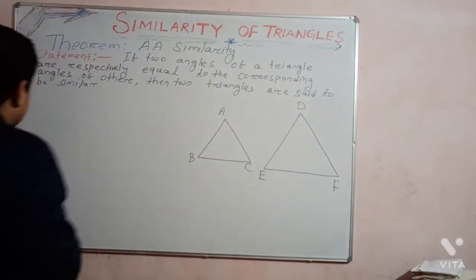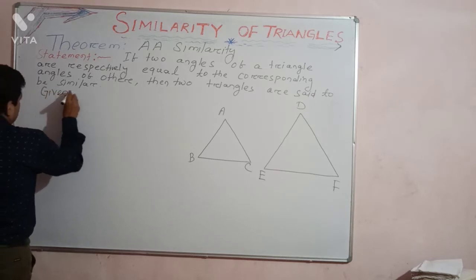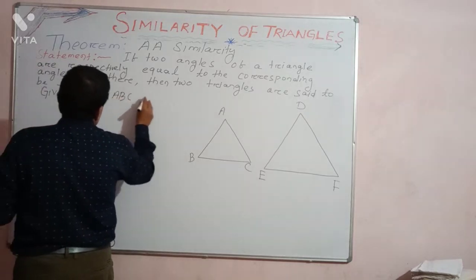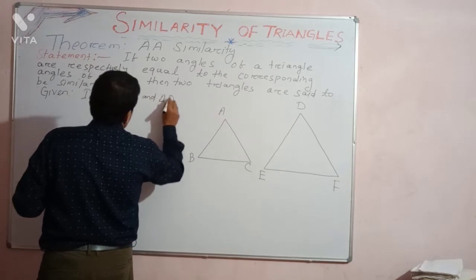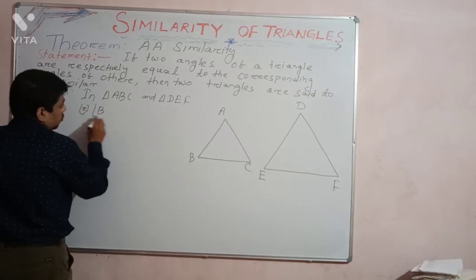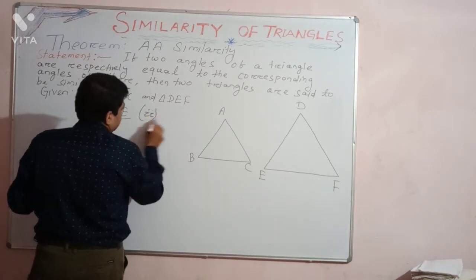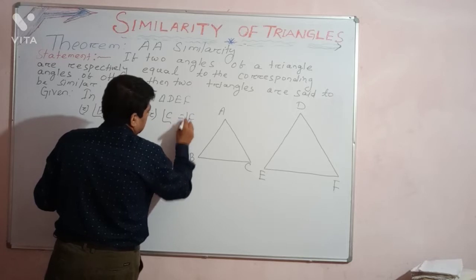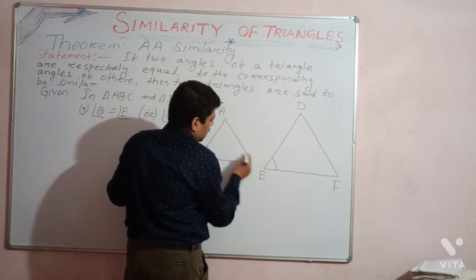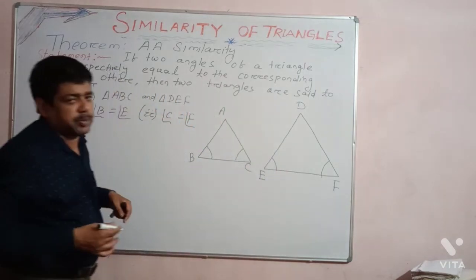Okay, so here it is given that, you see, in front there are two triangles, triangle ABC and triangle DEF. What is given there? First, angle B is equal to angle E, and second, angle C is equal to angle F. Naturally, students, if angle B equals angle E and angle C equals angle F, then angle A will equal angle D according to the angle sum property of triangles.